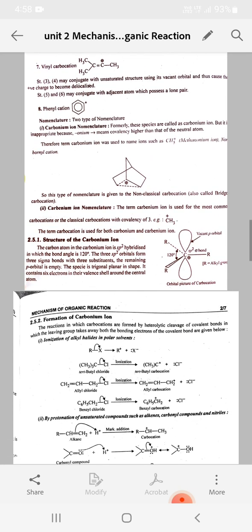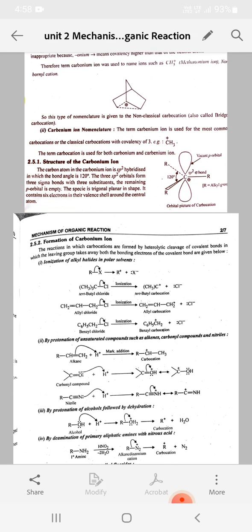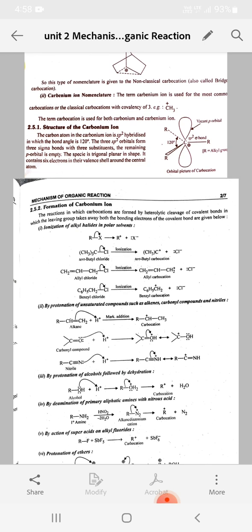And let's talk about the formation of carbocations. The reactions in which carbocations are formed by heterolytic cleavage of the covalent bond, in which the leaving group takes away both the bonding electrons of the covalent bond, are given below. Ionization of alkyl halides in polar solvent, for example taking the example of tert-butyl chloride.